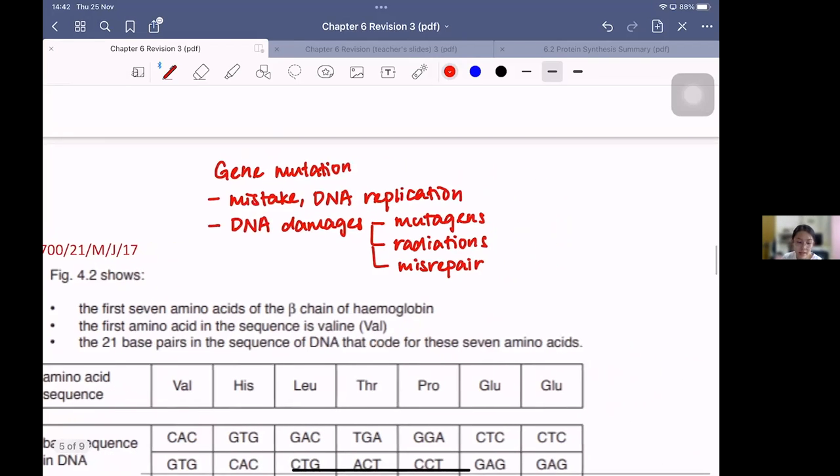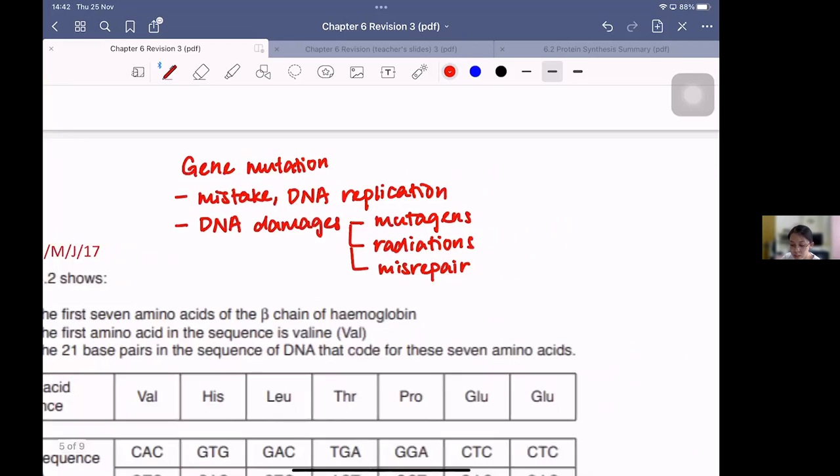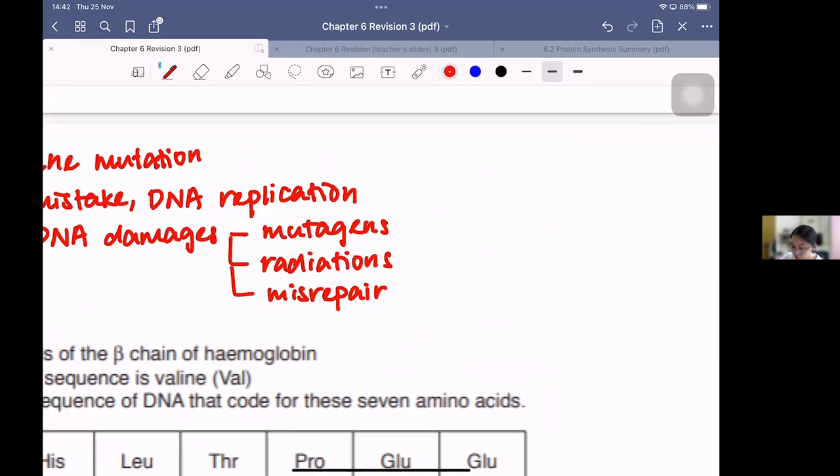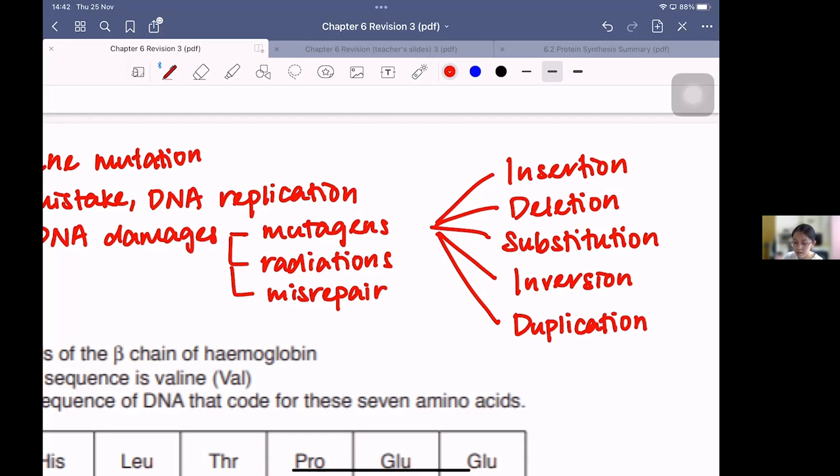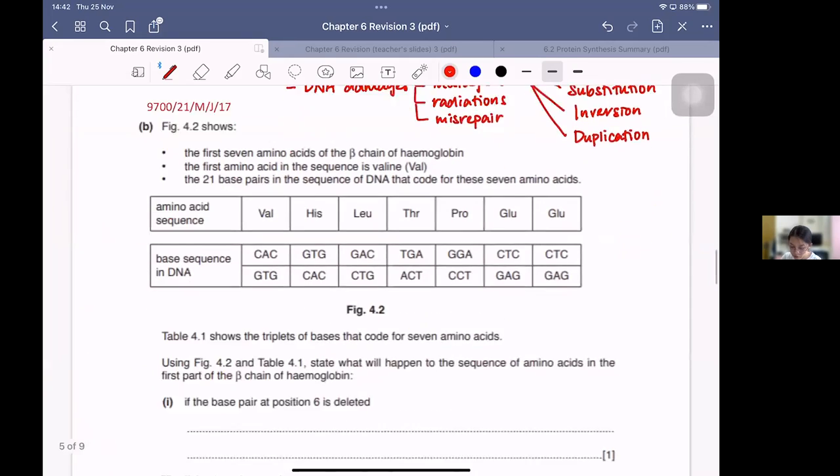We've also learned that there are 5 types of gene mutation. The 5 types are insertion, deletion, substitution, inversion and also duplication. Yeah. So let's go back to this question.